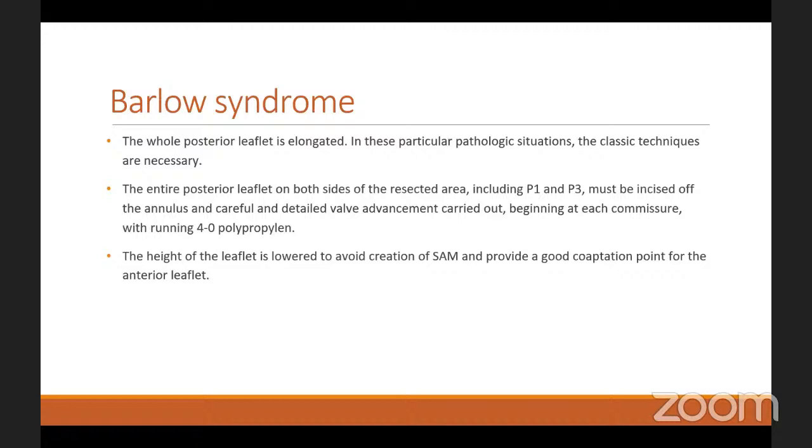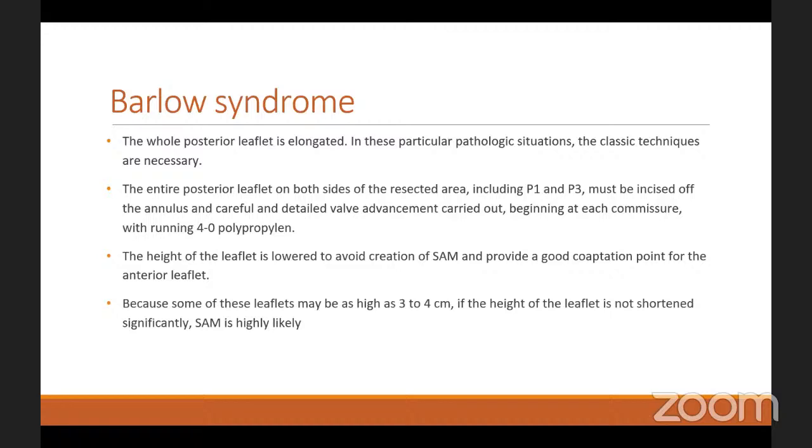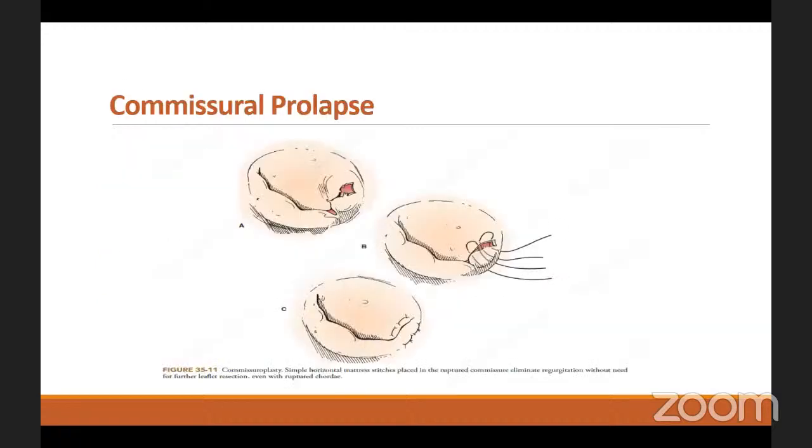The height of the leaflet is lowered to avoid SAM and provide a good coaptation point of the anterior leaflet. Because some of this leaflet may be 3 or 4 centimeters, you need to keep in mind that the posterior leaflet should be not more than 1.5 centimeters. If the height of the leaflet is not shortened significantly, SAM is highly likely.